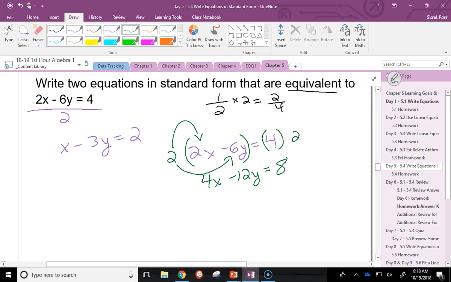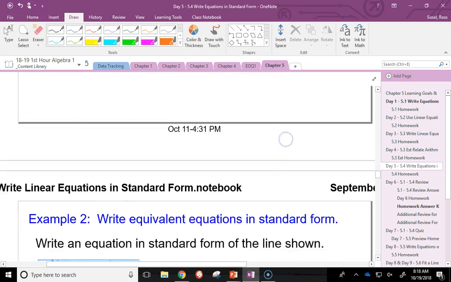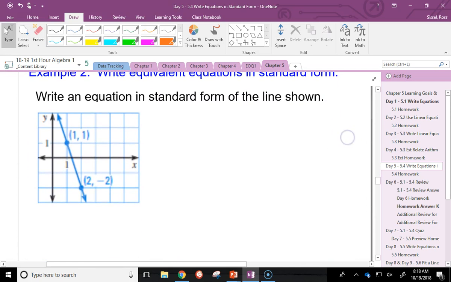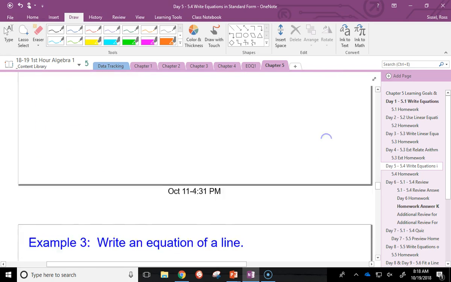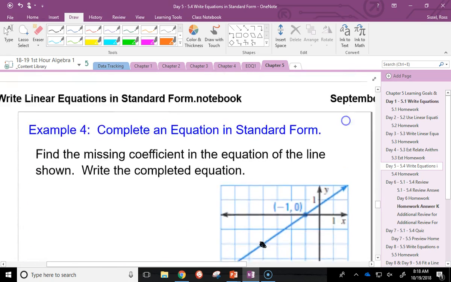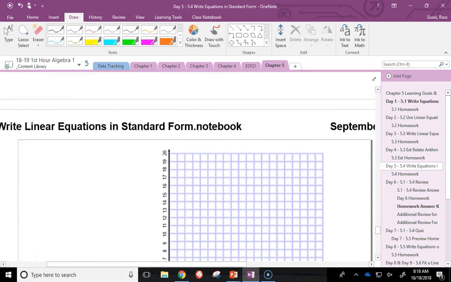Alright, I know there's another one that's talking about graphing. I will finish this and post it.